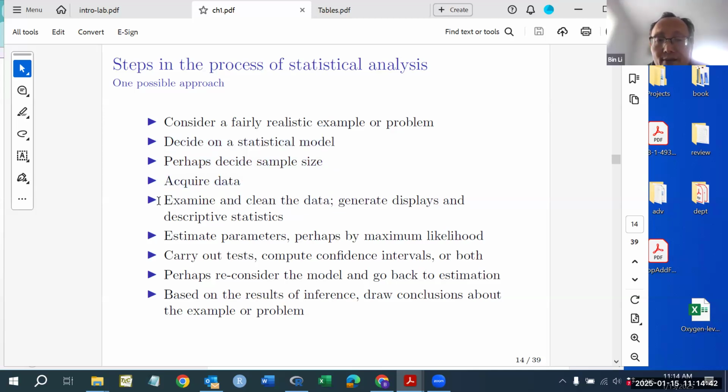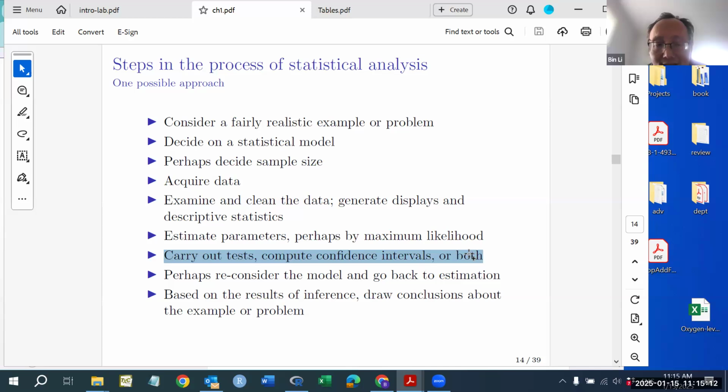And after that, we can clean the data and then display the data and the statistics graphically and numerically. So these are the descriptive statistics. Then we can do the inference. We can estimate the parameter, using the MLE, for example. And then we can carry out the test and compute the confidence intervals or both.